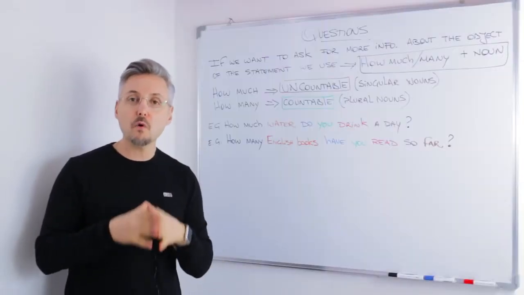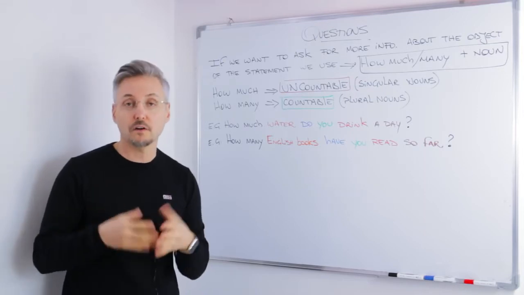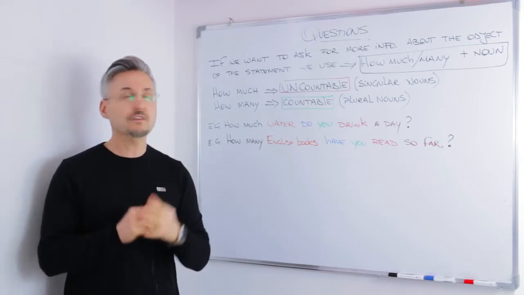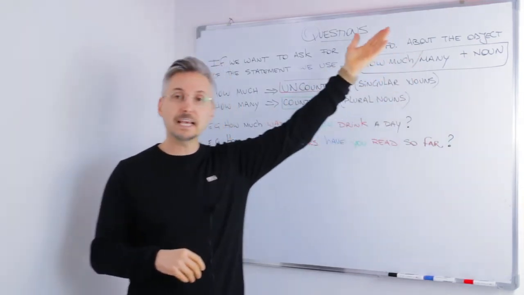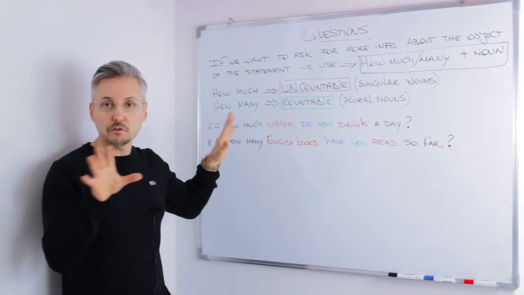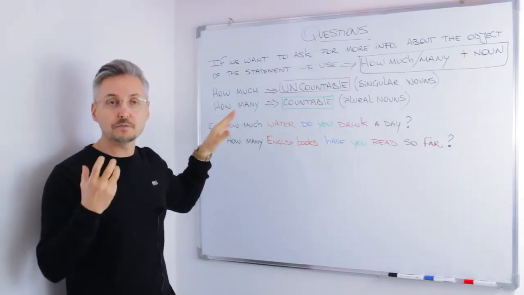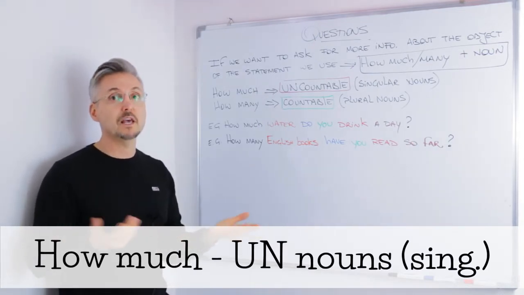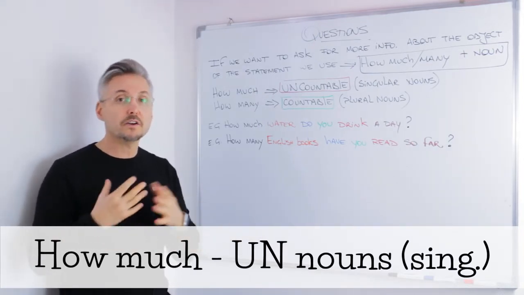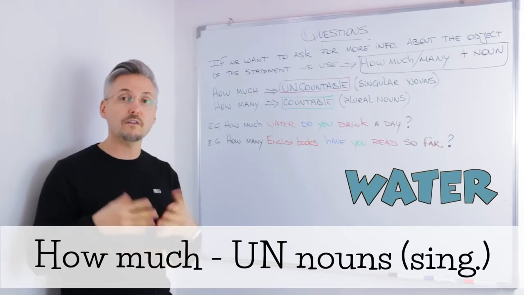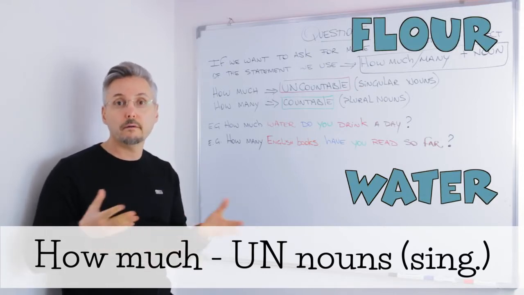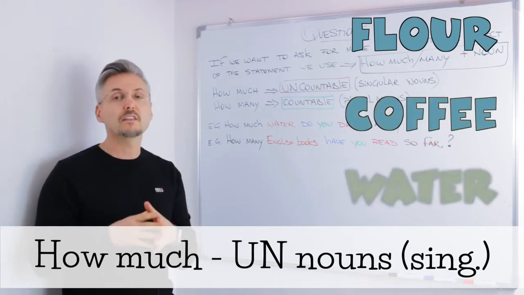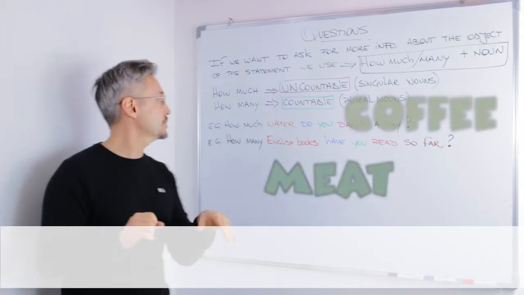Now, if you want to ask for more information about the object of the statement, we use how much and how many, plus noun. If you want to review these two, you may click here. Now, I'm going to tell you more or less what they are used for. How much is used for uncountable nouns. What do I mean? I mean singular nouns. For example, water or flower or anything that you cannot count. Okay? Or coffee. They are just uncountable nouns.